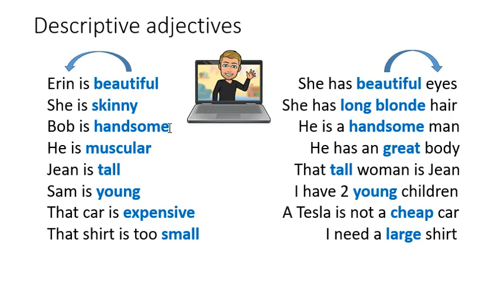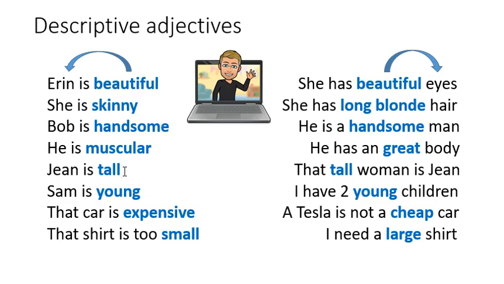Bob is handsome. Handsome is a descriptive adjective and it refers to the beauty of a person, more specifically men. So we use the adjective handsome when we talk about boys or men, not women. He is muscular. Here I'm talking about the shape of the body of this person. And muscular describes the subject he. He is muscular.